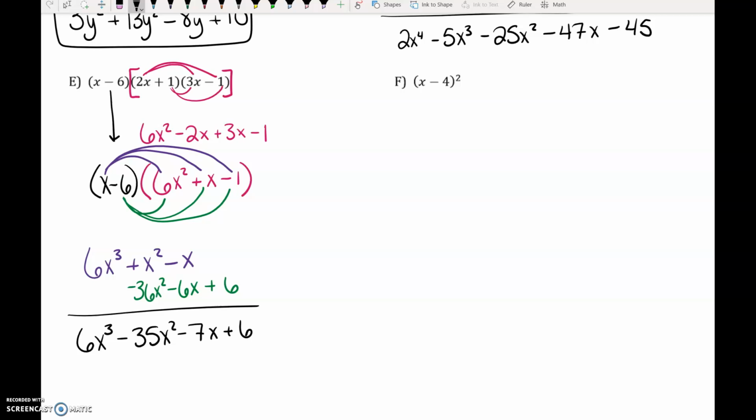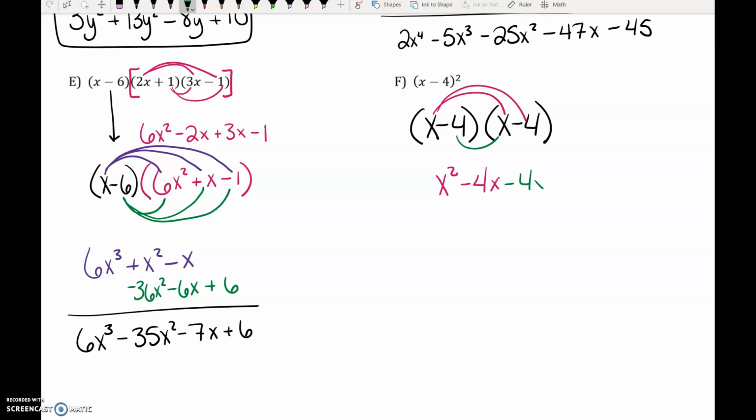Okay, F is probably one of the easiest problems that you're going to be multiplying. You just have to remember that x minus 4 squared means x minus 4 times x minus 4. You can't just square both numbers. So you have to write out x minus 4 times x minus 4 and then double distribute. You've got x squared, negative 4x, then you've got negative 4x and positive 16. So our final answer here is x squared minus 8x plus 16.